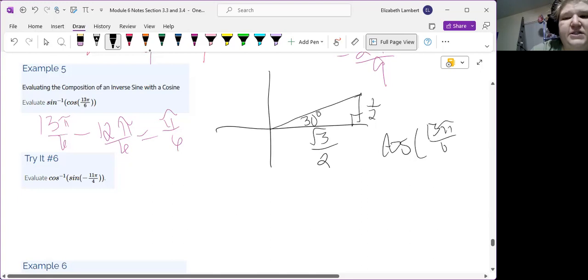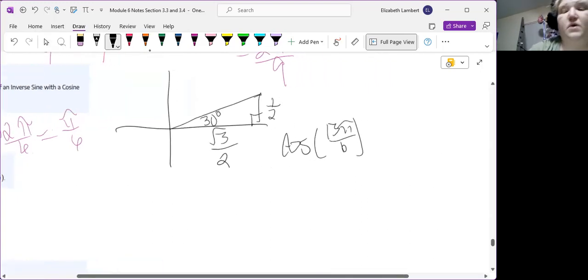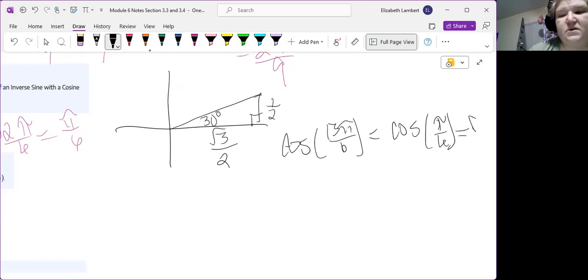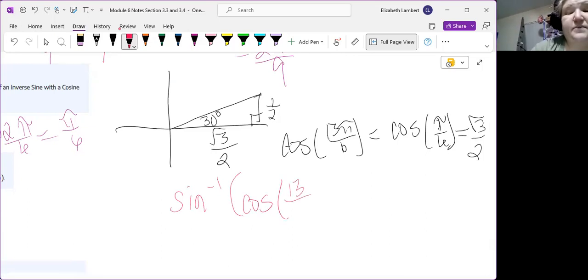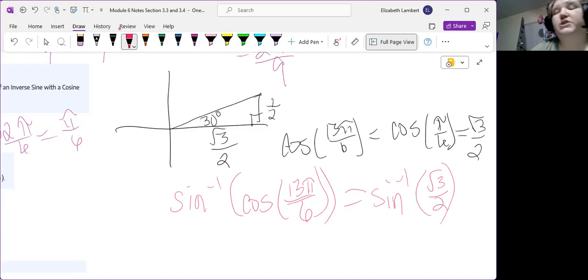So cosine of 13 pi over 6, which is equivalent to the cosine of pi over 6, is the square root of 3 over 2. So when I say what is the arc sine of the cosine of 13 pi over 6, I'm really saying what is the inverse sine of the square root of 3 over 2?